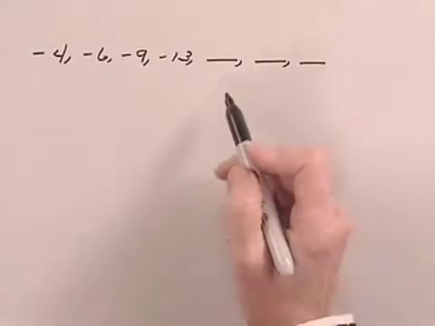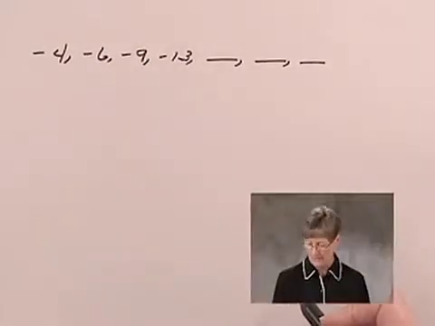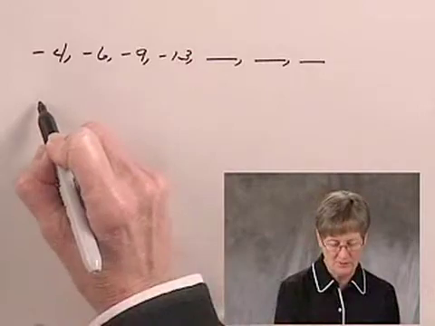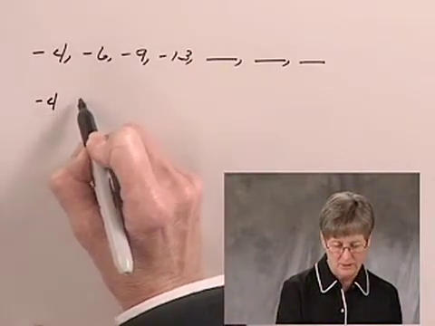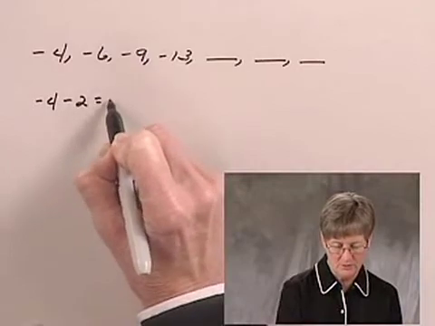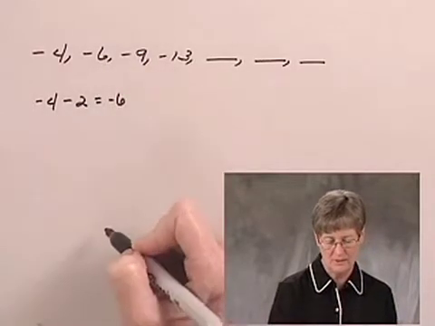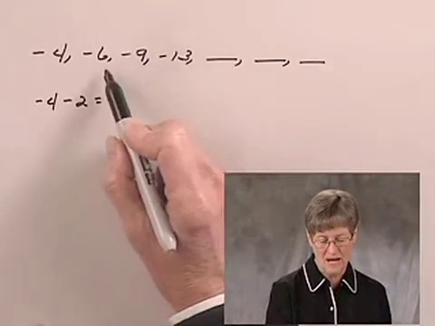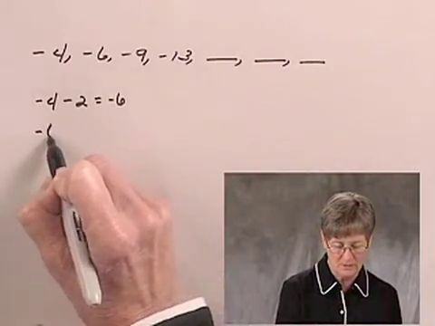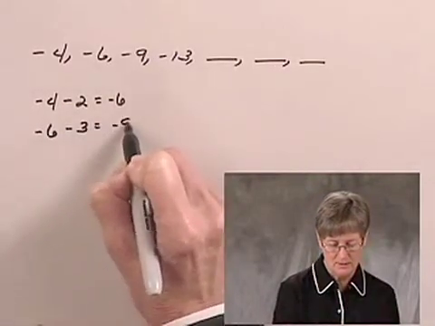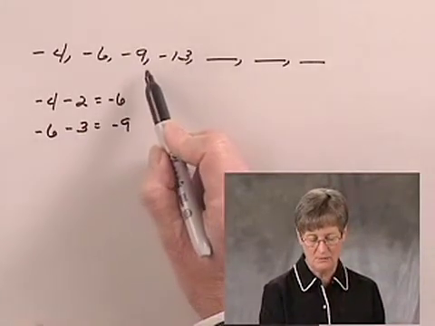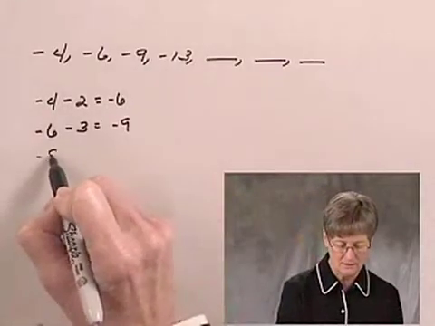Here we have negative 4, negative 6, negative 9, negative 13, and we want to find the next three numbers. Well, to go from negative 4 to negative 6, what would we do? We would subtract 2 from negative 4. Negative 4 minus 2 is equal to negative 6, this number in the sequence. To go from negative 6 to negative 9, we would again subtract, but we'd subtract 3 this time, because we know that negative 6 minus 3 is equal to negative 9. To go from negative 9 to negative 13 in the sequence, we would have to subtract 4 from negative 9.